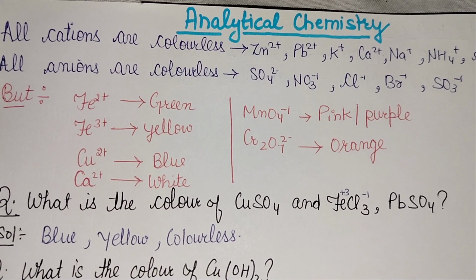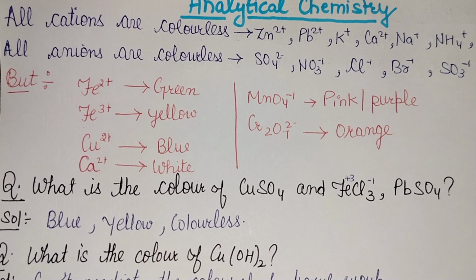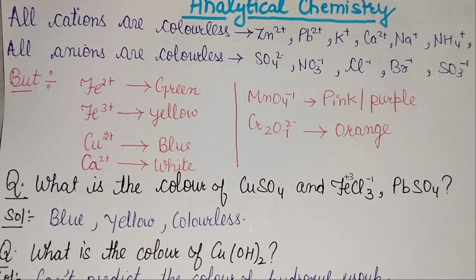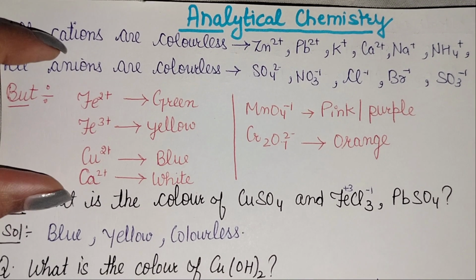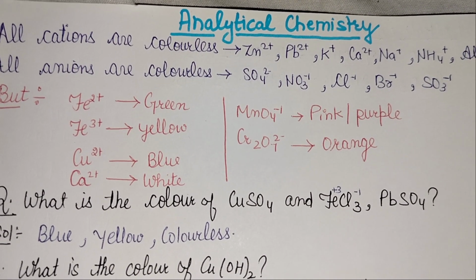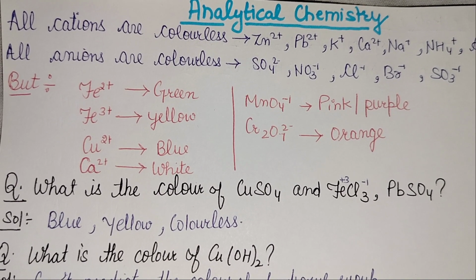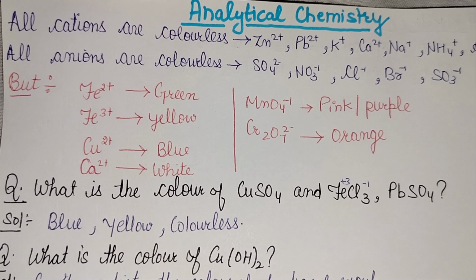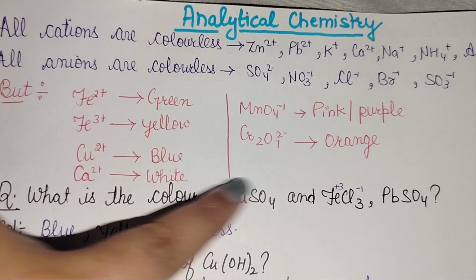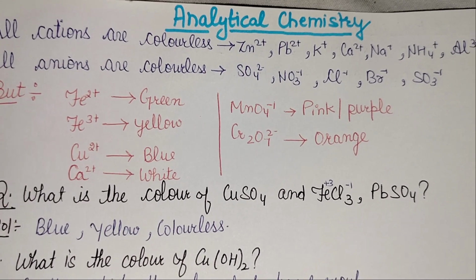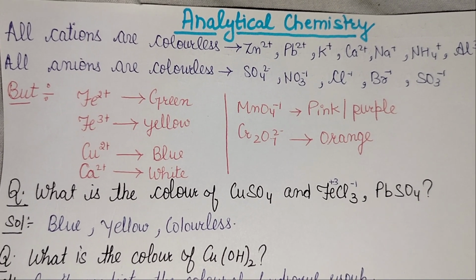So Fe2+ is green in color, Fe3+ is yellow in color, Cu2+ is blue in color, and Ca2+ is white in color. All you have to learn is these four compounds that are in your syllabus. And if I talk about the anions, then Cr2O7 2- is orange in color, and MnO4 1- is pink or purple in color. If you have learned all these cations and anions, your chapter will be solved very easily.